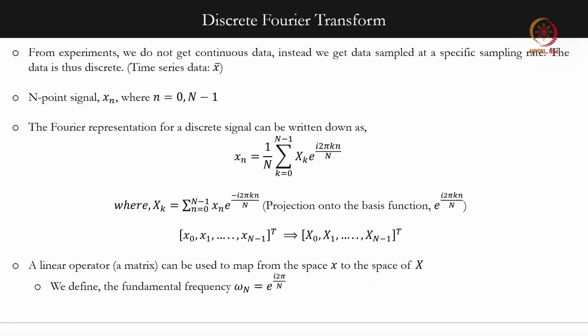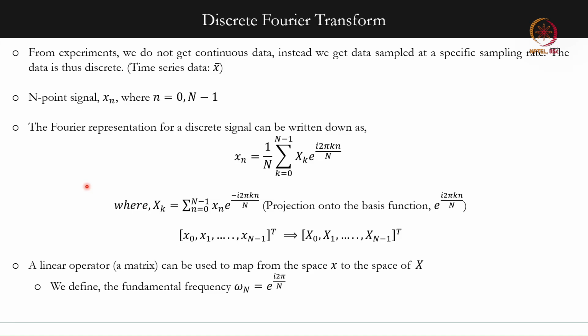So the Fourier series representation, whatever we studied till now, is valid for continuous functions. However, from our experiments, we don't have continuous functions. Whatever data we get from the sensors or whatever we have extracted out from the images, they are data that have been sampled at discrete intervals of time. So basically we have discrete time series data. We don't have continuous data. Now the question is how to do this Fourier transformation or Fourier series representation for this discrete time series data, and that is what we will be looking into now.